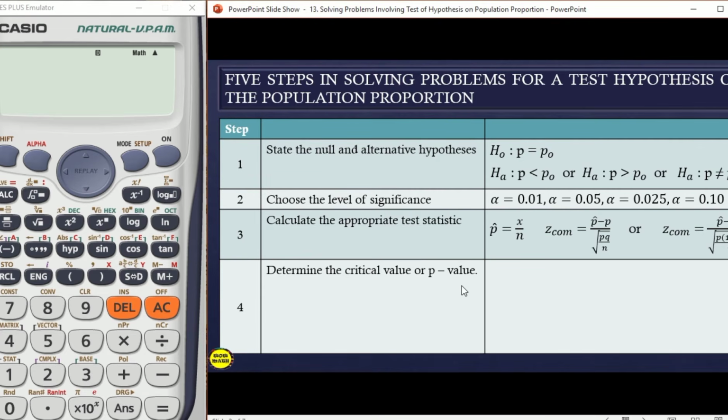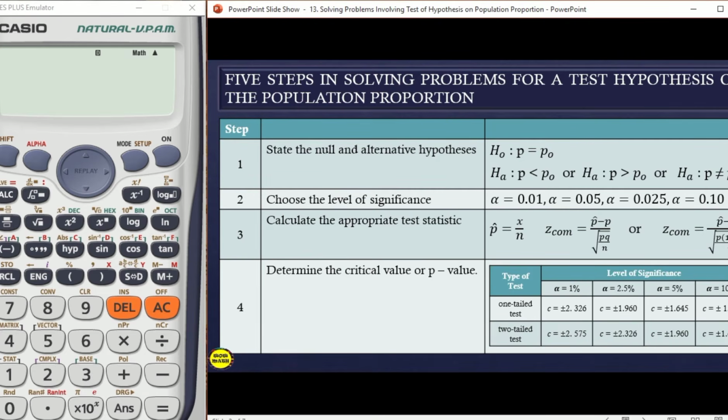Step number 4, determine the critical value. So saan natin kukunin para ma-identify natin kung ano yung critical value, kailangan alam natin kung one-tailed or two-tailed test ba siya. So paano natin malalaman kung one-tailed? Kapag less than or greater than, so dito kayo titingin ngayon sa one-tailed test.